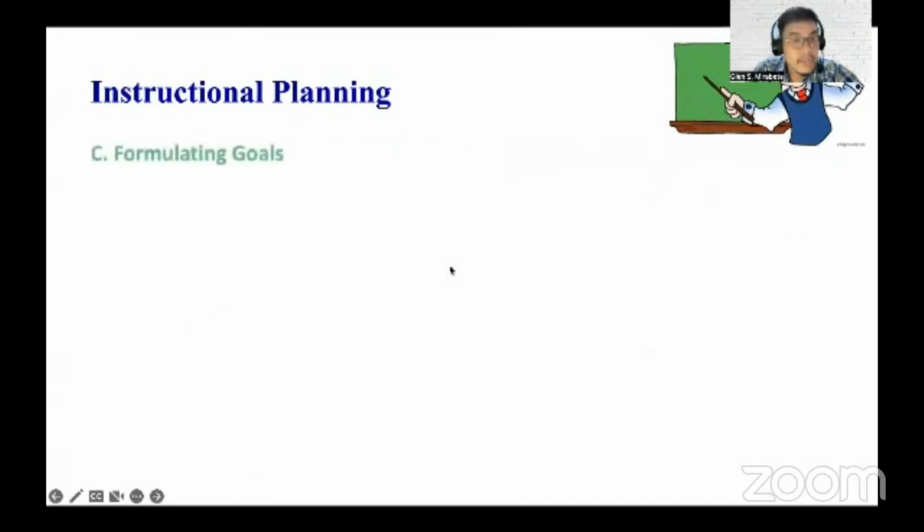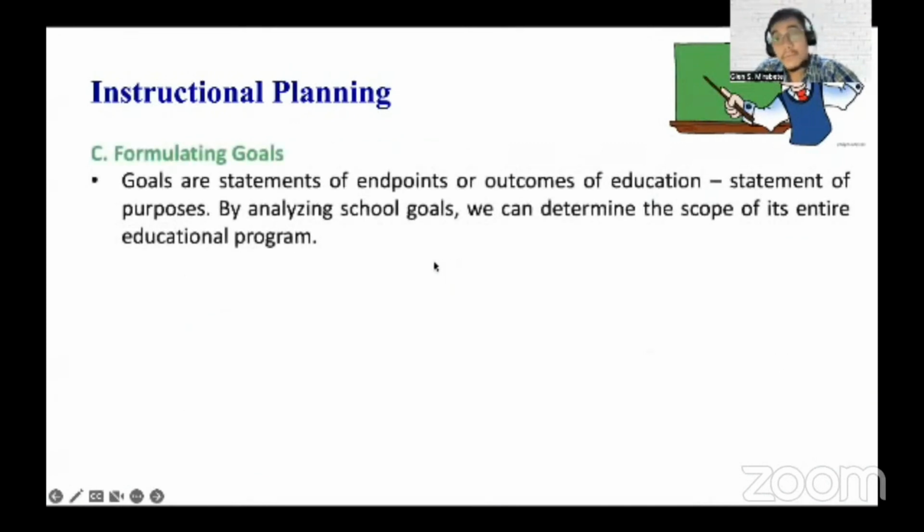Also, when designing instruction, we have to formulate goals. And for the planning, goals are really important because this sets our vision towards something. We are aiming for something. So goals are actually statements of endpoints or outcomes of education, statements of purposes. By analyzing school goals, we can determine the scope of its entire educational program.